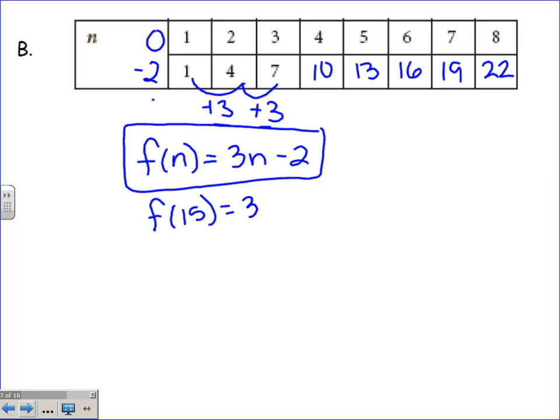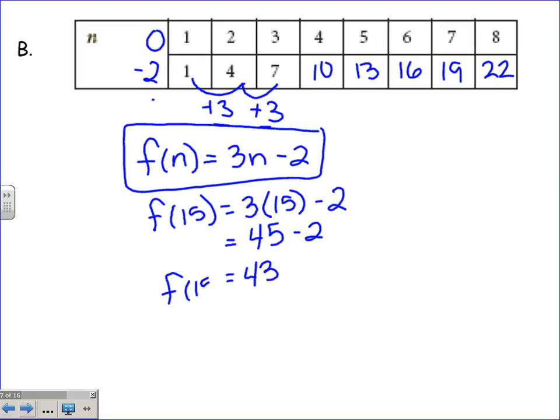3 and 15. Sounds good. What's 3 times 15? 45. 45 minus 2? 43. So we will say our final answer, f of 15 equals 43. Everybody say that? F of 15 equals 43?